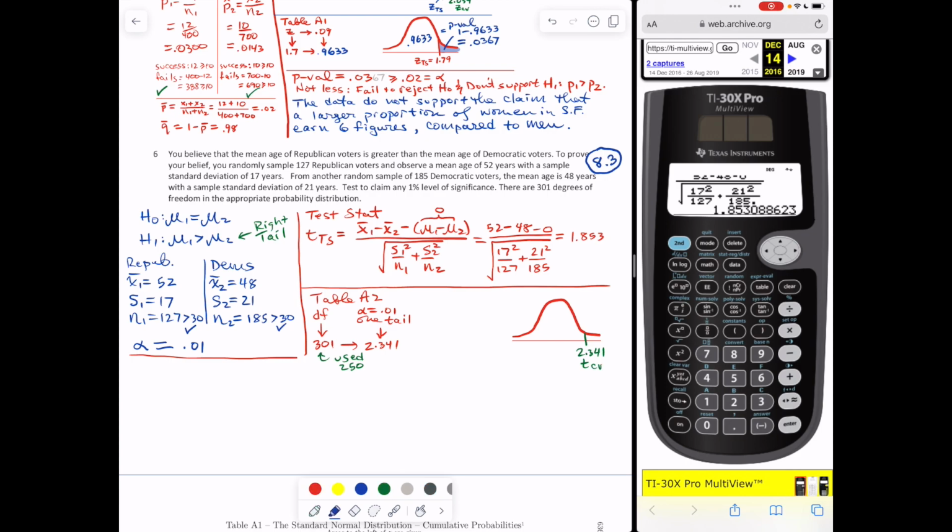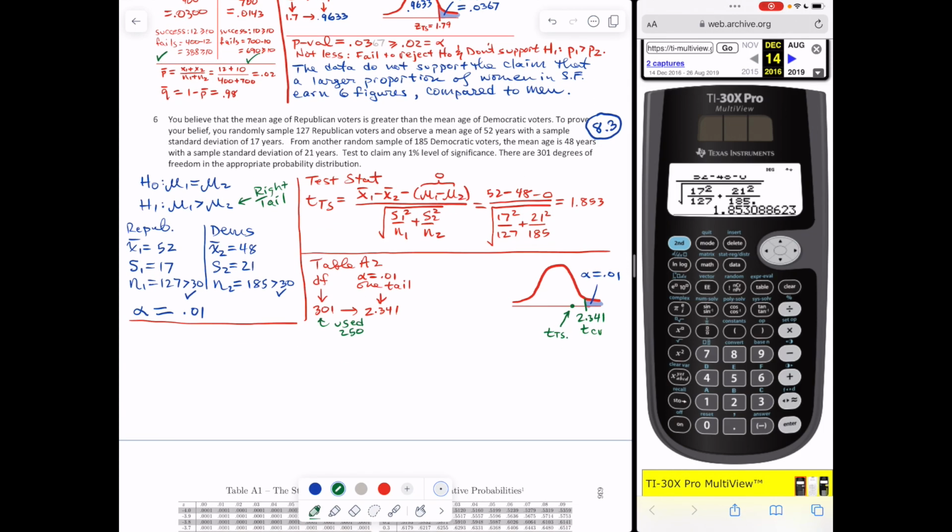Okay. The area of the tail past the critical value is always alpha. So let's put a little alpha here. Okay, a little alpha of 0.01. The test statistic 1.853 is not landing in the tail. It's right here. So that is my T test statistic, and it's not significant. Okay, so I think we're good here.